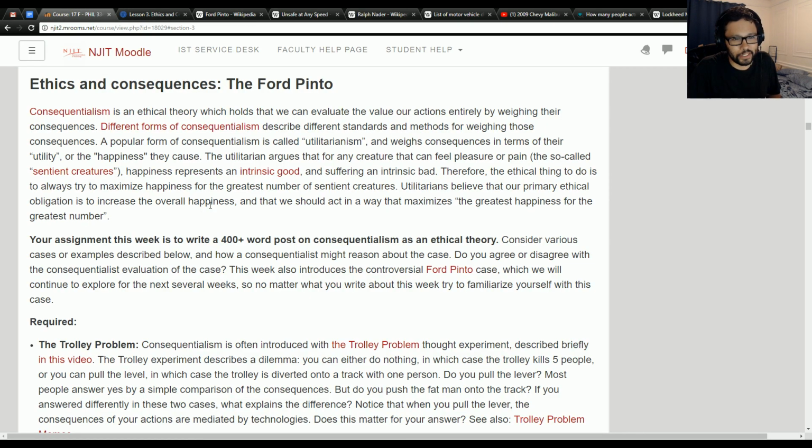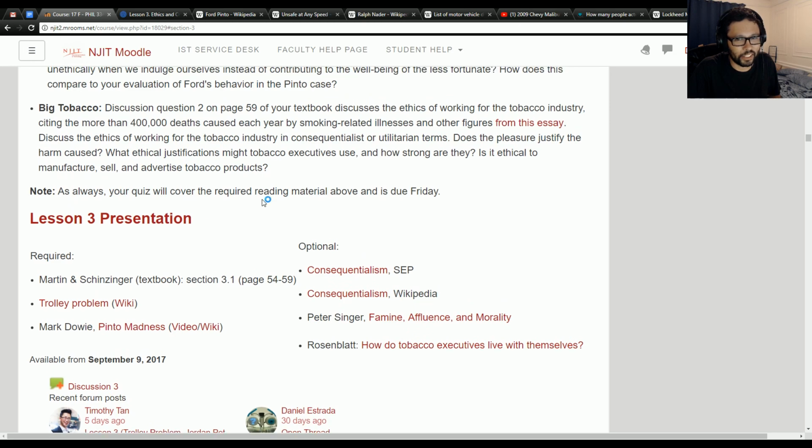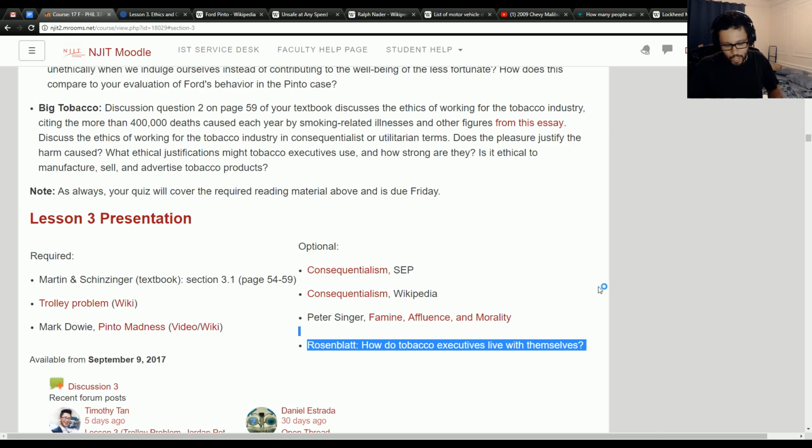So I have an article on the tobacco industry called "How Do Tobacco Executives Live with Themselves?" But you might think about this: how do engineers live with themselves? How do engineers in the military-industrial complex live with themselves? These are consequentialist questions. These are difficult questions to ask.